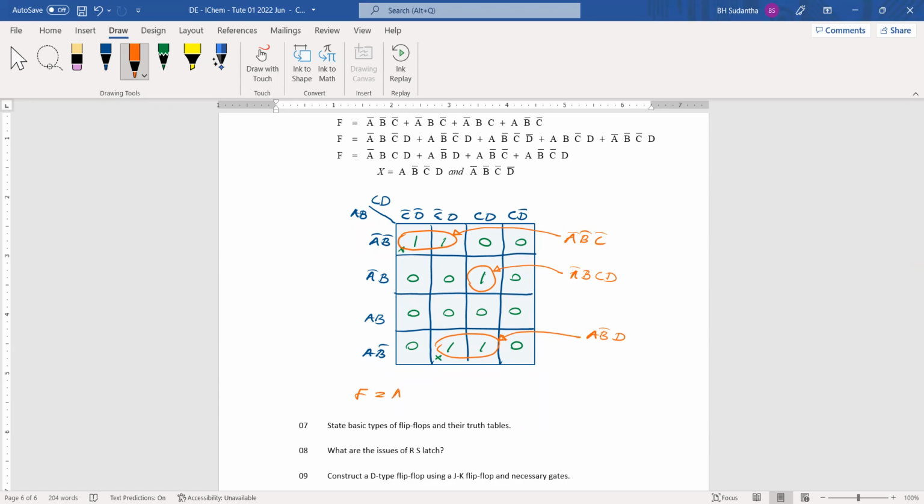Equals B bar, B bar, C bar, A B bar, D, A bar, A C D.